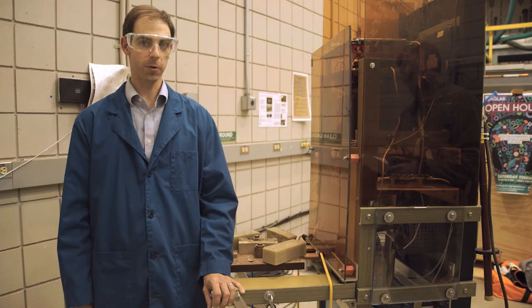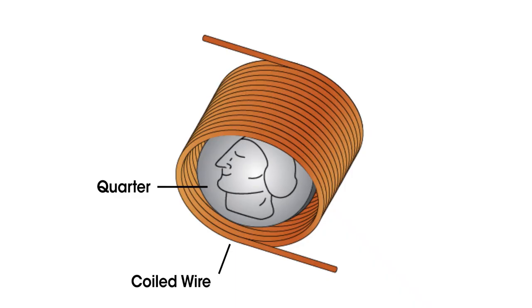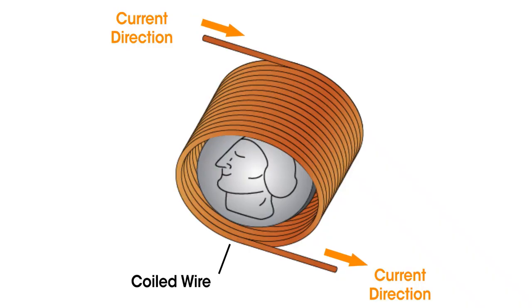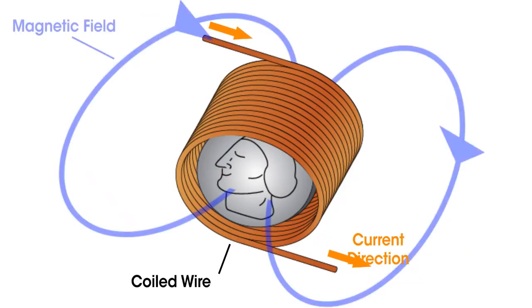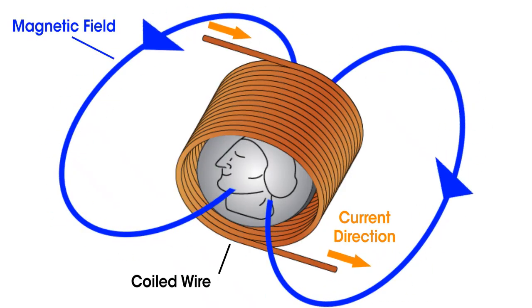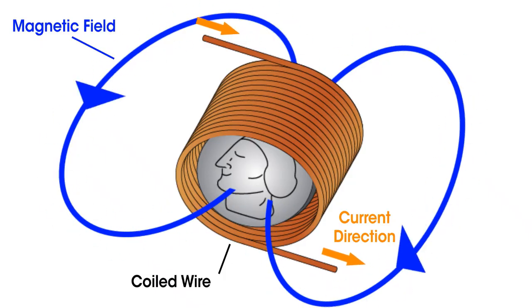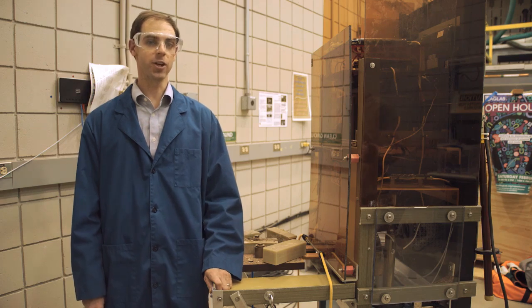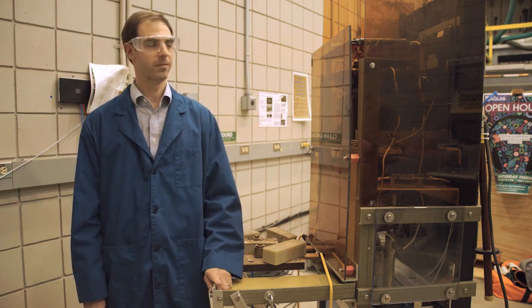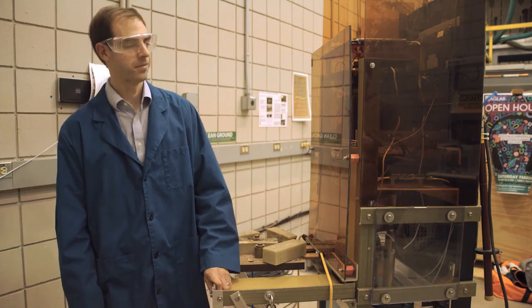Let's apply that to our quarter. At the start, there's no current or magnetic field around the quarter. But as we saw, when we flip the switch, current begins to create a magnetic field in the coil. It takes 40 millionths of a second, remember? So during that time, it is a changing magnetic field. Now what did we say happens in a changing magnetic field? A rapidly changing magnetic field creates electric current.